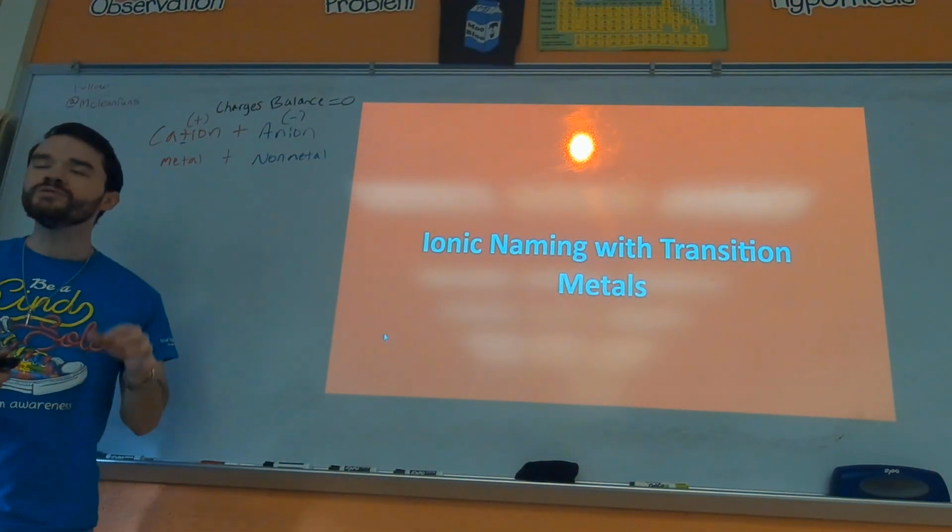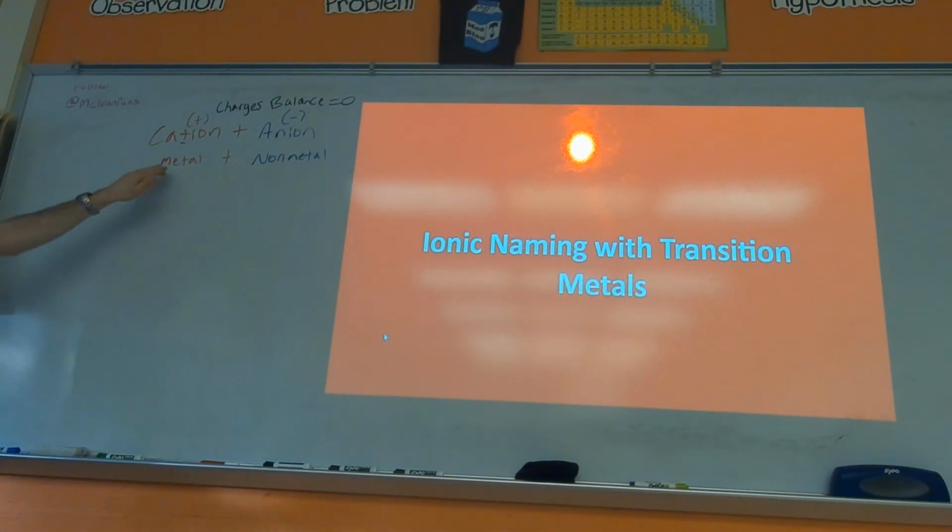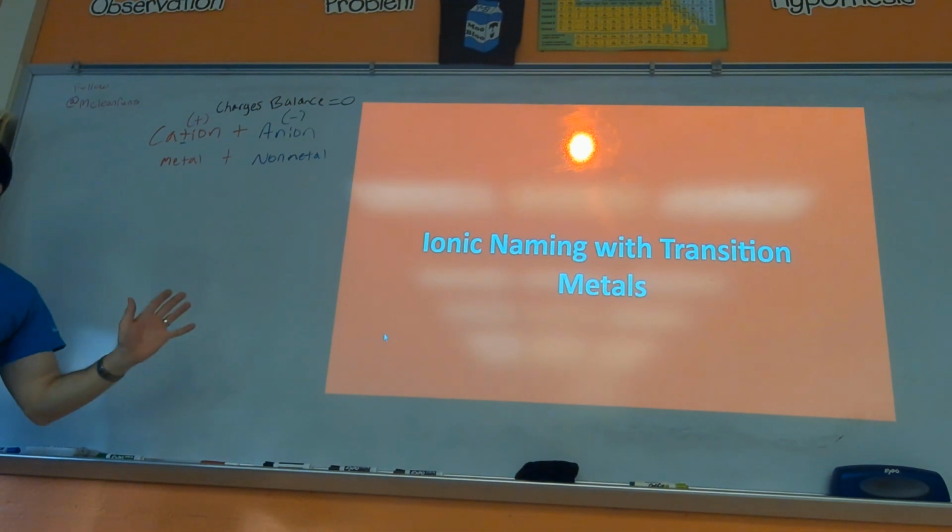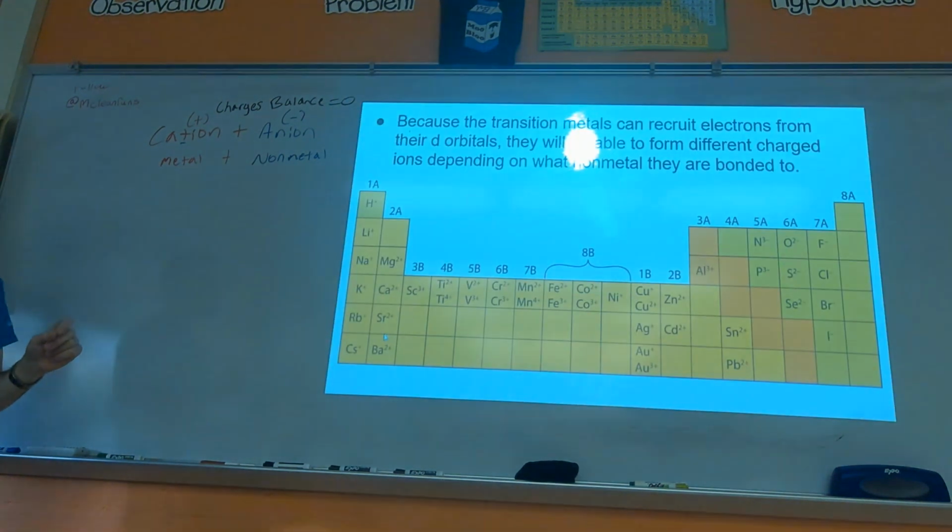All right, so how do you name ionic compounds if the metal in the ionic compound is a transition metal? And it's just a little bit of a wrinkle. It's the same basic idea. It's just kind of a little bit of a wrinkle.